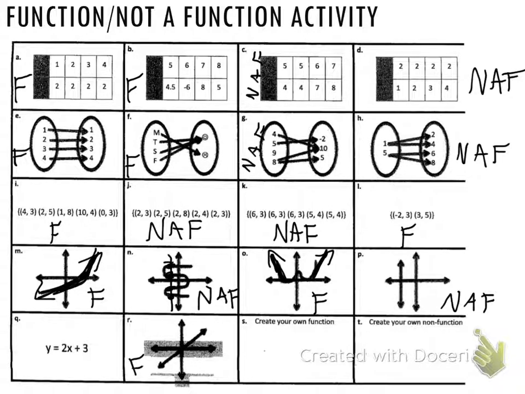If I drag my vertical line across, it's only going to hit 1 point at a time. Just like that. Questions on R?